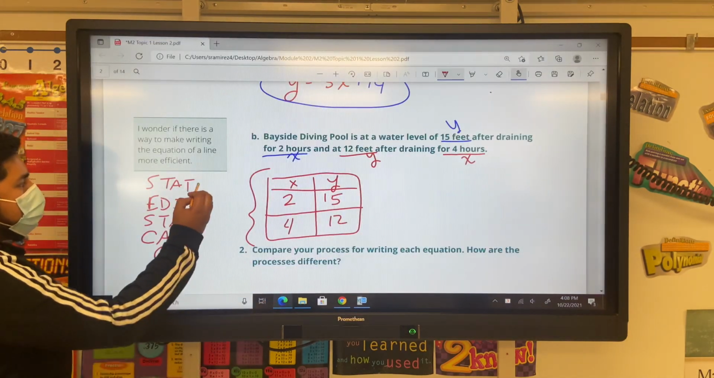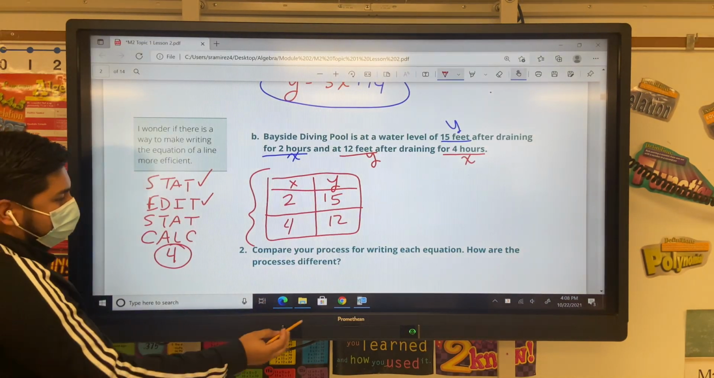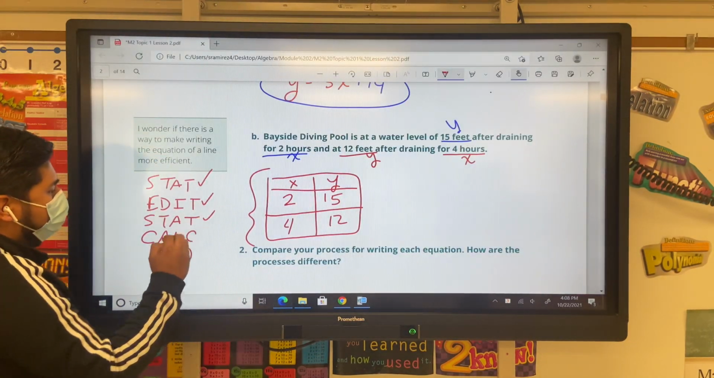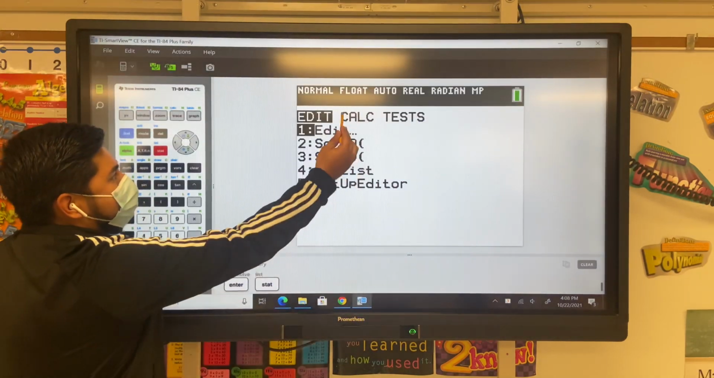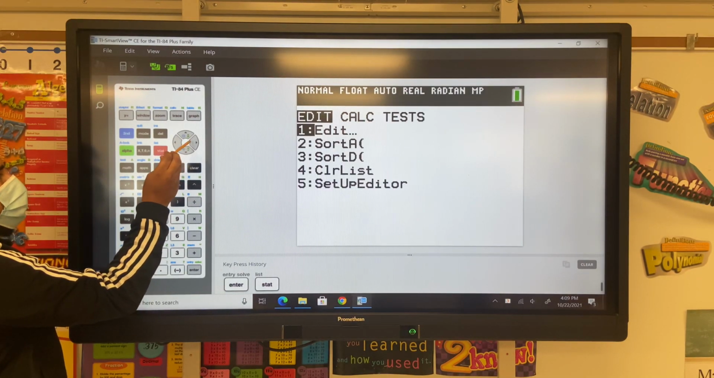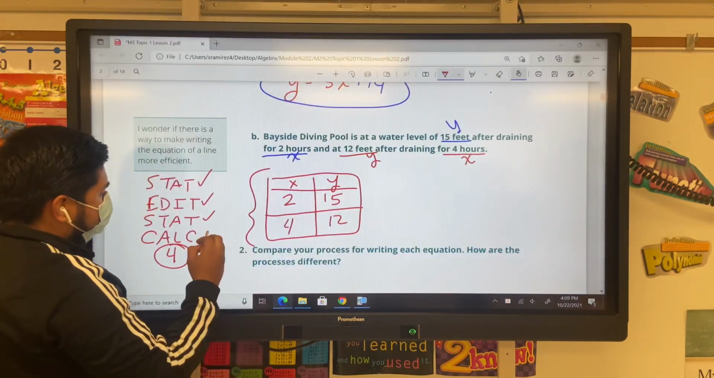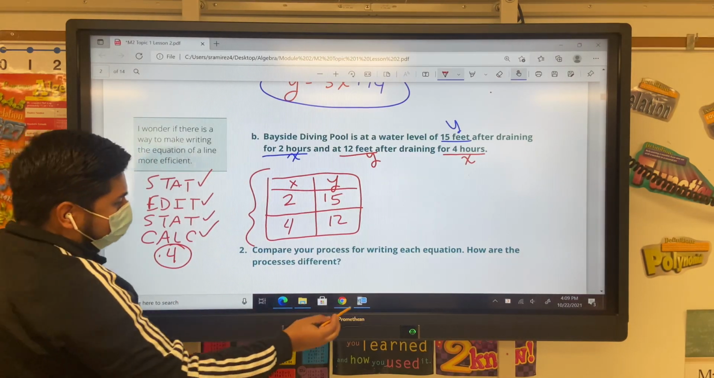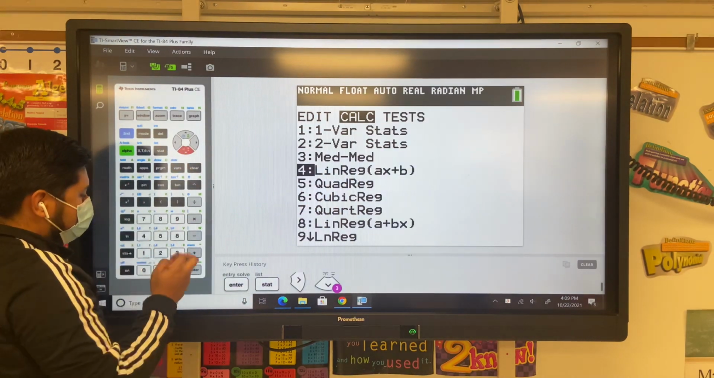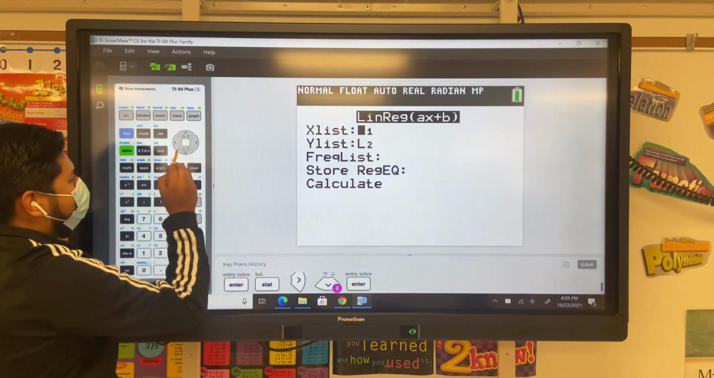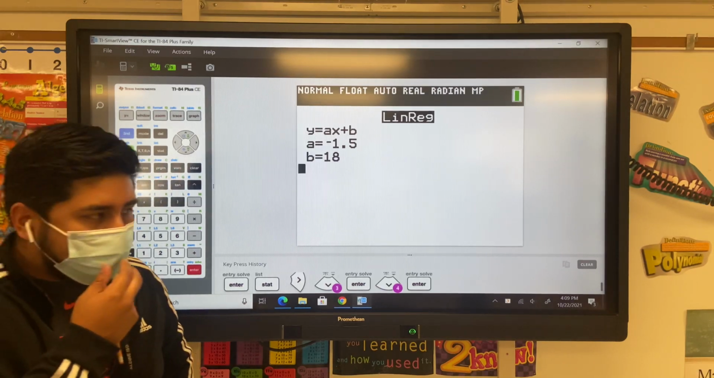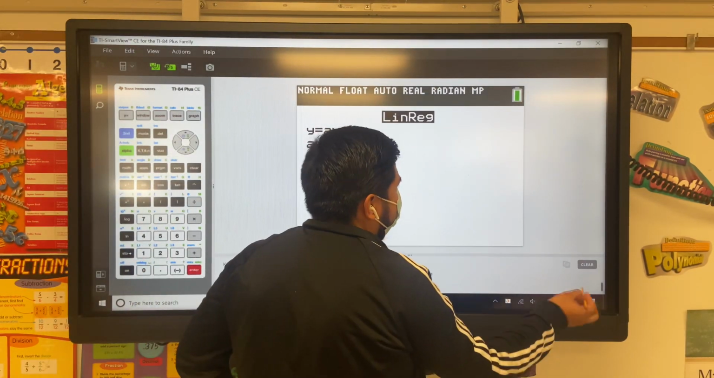Next step, so we did stat, we did edit, click stat again. Next step, calc. Calc is right here. I need to go that way. Must press the right arrow button. Okay. And I click number 4. Going down to number 4 where it says LinReg, enter. Make sure you click calculate, enter. That's my answer.